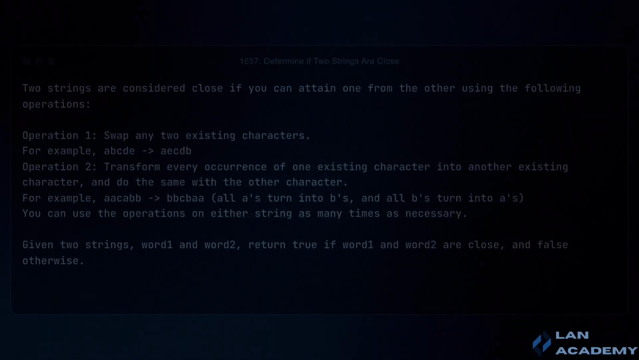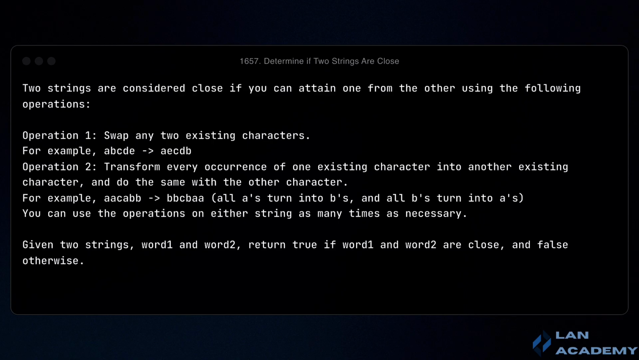In this problem, I have two character strings, word1 and word2. These two strings are considered close if they can be transformed into each other by permutations and frequency changes between characters using the following operations. First, swap any two existing characters. For example, A, B, C, D, E becomes A, E, C, D, B.